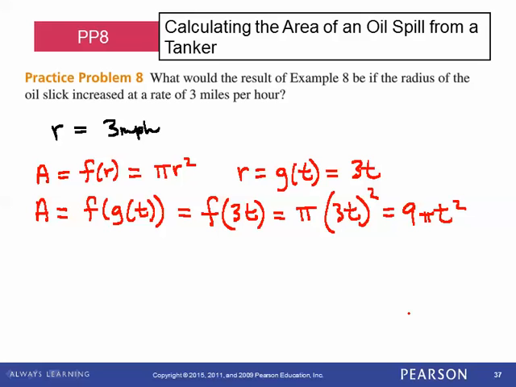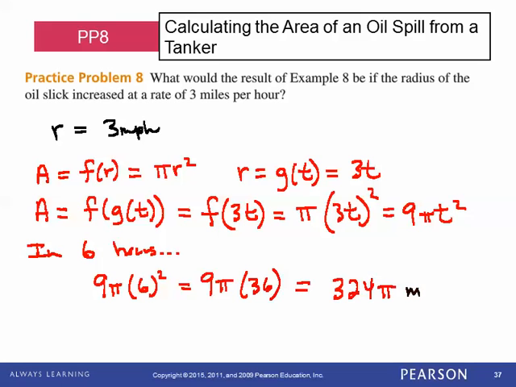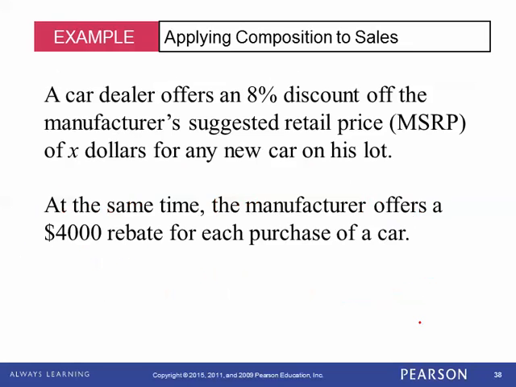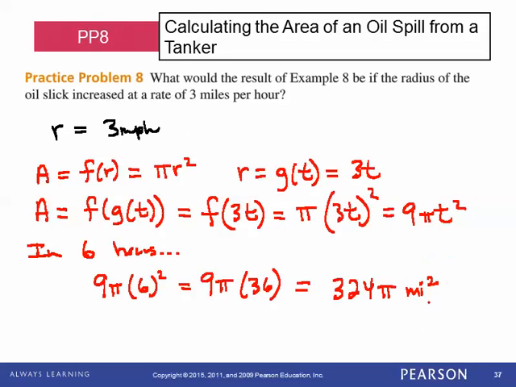Okay, and after 6 hours, all we do is plug in a 6 for the t at this point. We get ourselves 36 times 9, or 324 pi, and again, it's in miles squared.